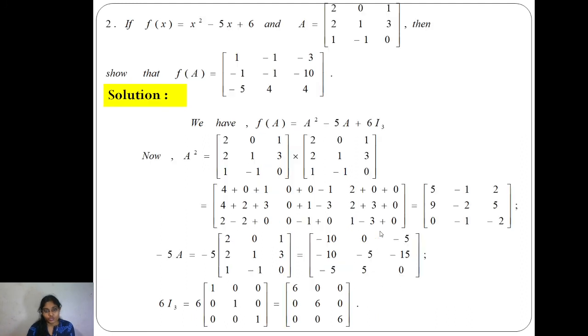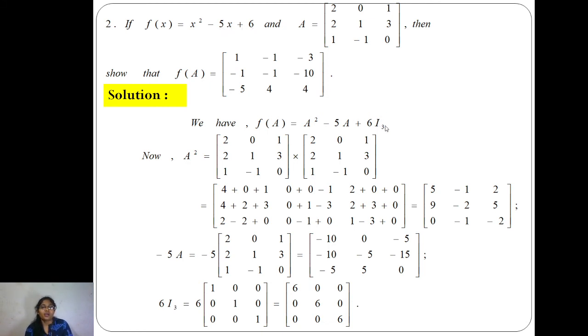Okay, next. f of x equals to x square minus 5x plus 6 and capital A equal to this. We have capital A, putting the value of capital A in place of x. Capital A means matrix, given matrix. So f of A equals to capital A square minus 5A plus 6 I3.